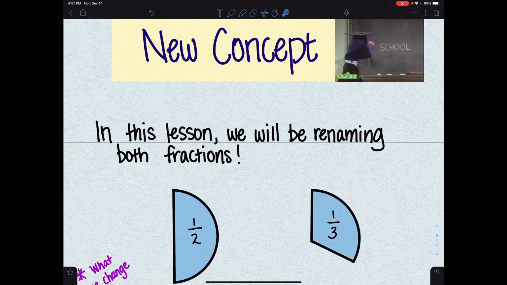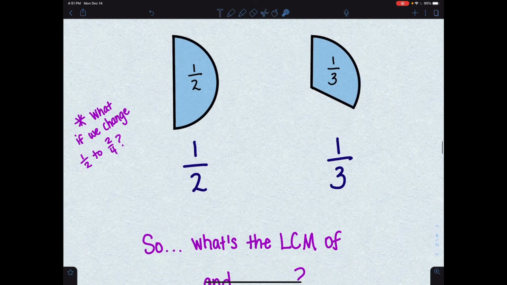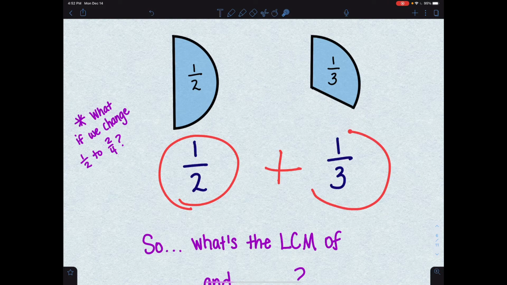So in this lesson, we're going to be renaming both fractions. Previously, what we had to do to add or subtract fractions is just rename one of the fractions. Now we're going to have to do it with both. So it definitely takes it to the next level. In this lesson, we have to rename both fractions before we add or subtract. To see why this is sometimes necessary, think about this problem. What if we have 1/2 plus 1/3?